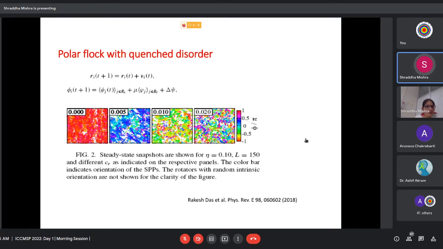Now, when I introduce the obstacles or rotators, there is some mixing of colors. It means the ordering is disturbed. As I increase the density more and more, I see a completely disordered scenario. There is no domain kind of structure of one color. So there is a disturbance in ordering, and the experimental work by Morin and others has also seen the same thing. Okay.